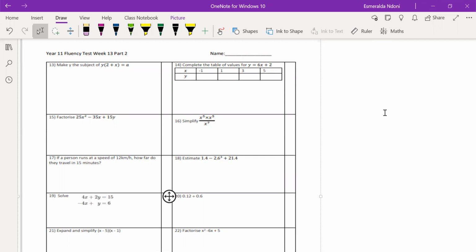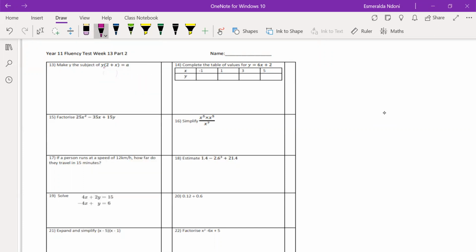Question 13, make y the subject. To make y the subject, we need to get y on its own. In our case, we can see that it's a little multiplication between y and the brackets. So to get rid of it, we just need to do the inverse. So in our case, all we need to do is multiply both sides by the bracket.